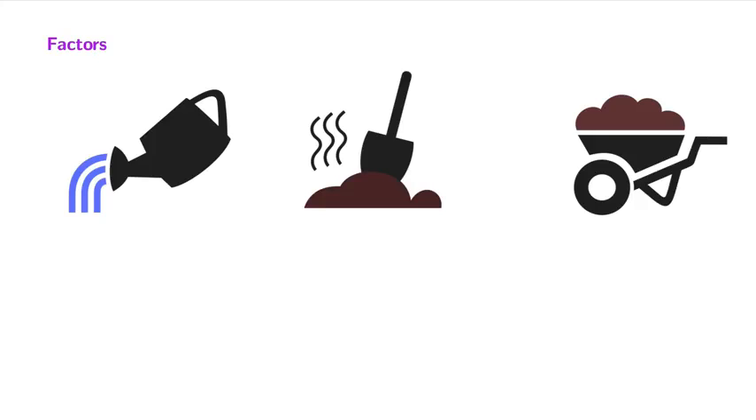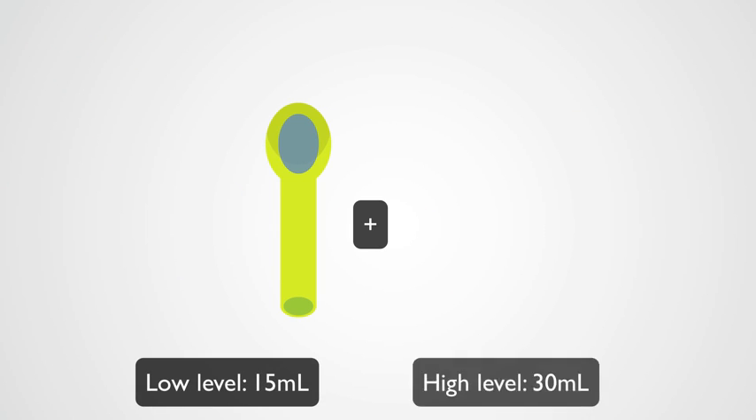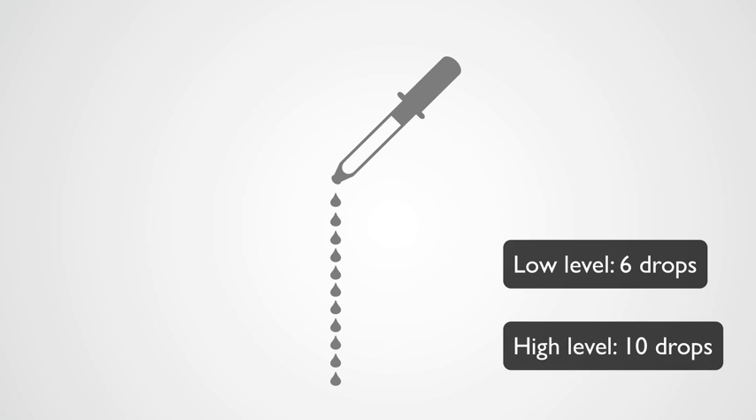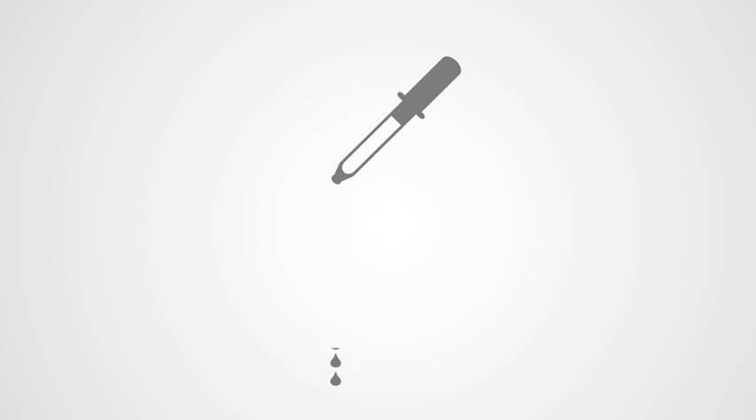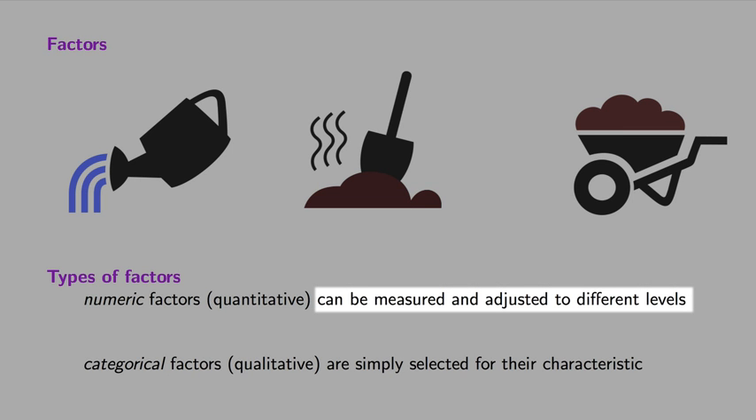Next, I'd like to discuss a bit more about the factors. We can distinguish between 2 main types of factors: numeric factors and categorical factors. Numeric factors are referred to as quantitative, since they can be measured as a numeric quantity. Let's go back to the plants example. We may decide to use 15 milliliters of water or 30 milliliters of water. We could use 6 drops of fertilizer, or we could add 10 drops of fertilizer. In these examples, we can numerically measure the factor. A key point about numeric factors is that we are able to select and adjust their numeric level.